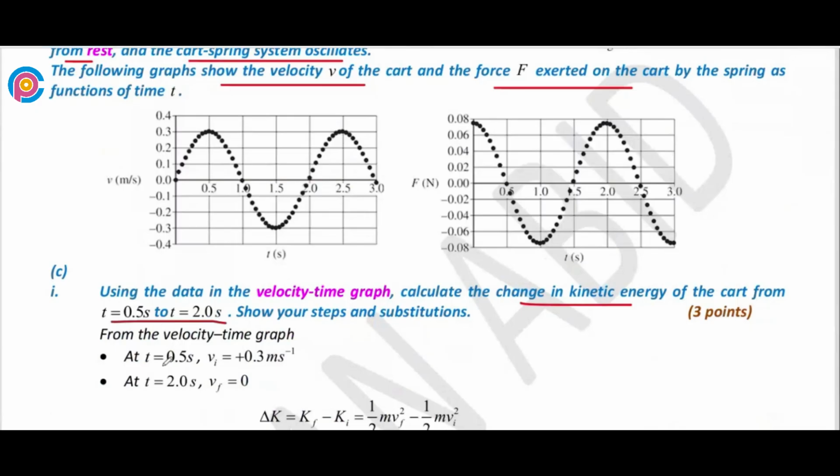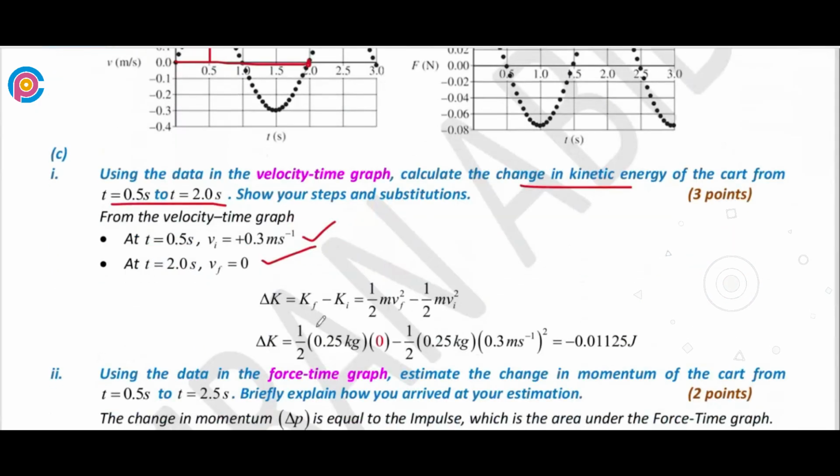From the velocity-time graph, we can read the velocity at t = 0.5 s, which is 0.3 meter per second. And at t = 2.0 s, we are at this point, where there is no velocity; the velocity is 0. So we have the initial velocity of +0.3 meter per second and the final velocity of 0 at 2.0 s. Change in kinetic energy is final minus initial. We place the values, we have the value of mass, so the answer is minus 0.01125 joule. That indicates a decrease in kinetic energy, and an increase in potential energy if we consider the SHM.